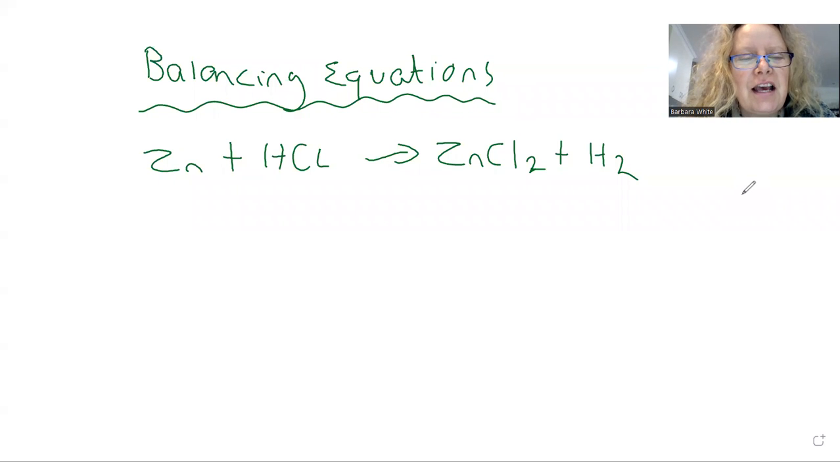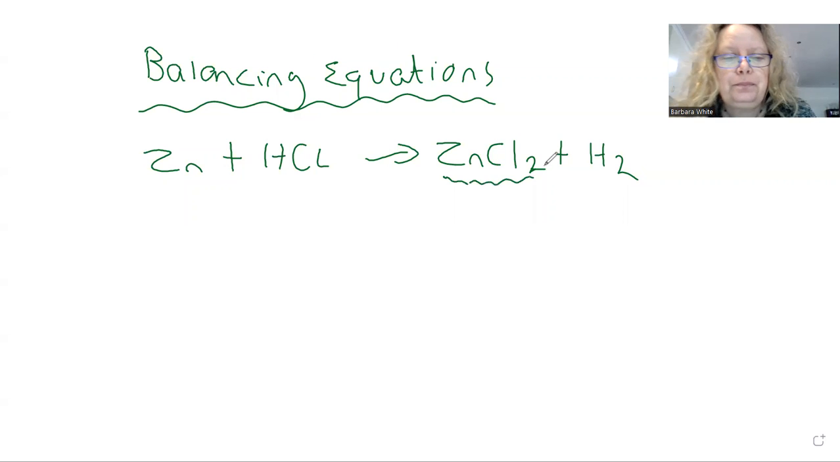Good morning, Year 10s. The topic for today is balancing equations, and I'm hoping I can teach this to you over video. So what this really means is that because matter is conserved, because what goes into the reaction is the same, all the same atoms are there afterwards, we have to make sure that when we've got a new product being created, like for example, zinc chloride, that what we're putting in is what's coming out.